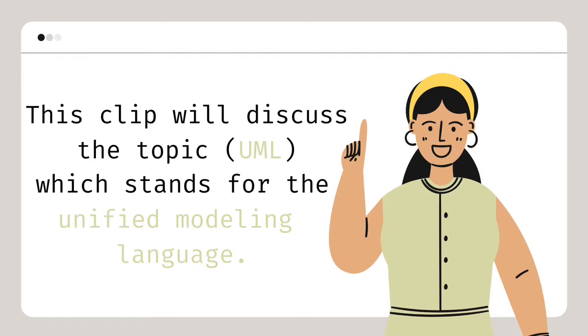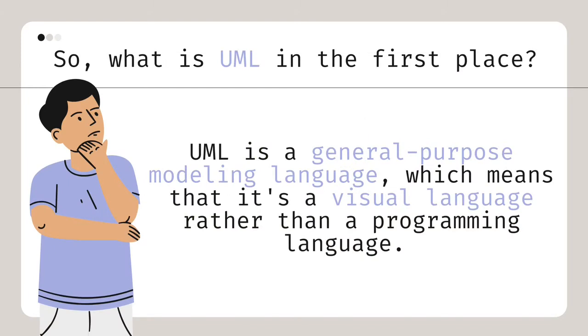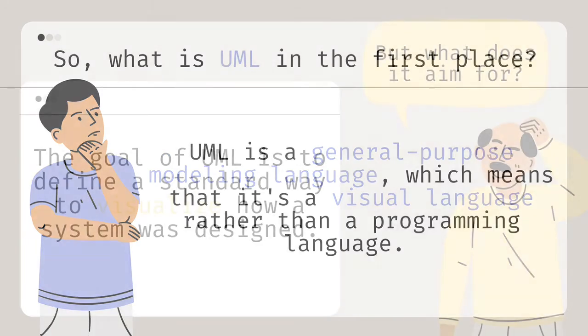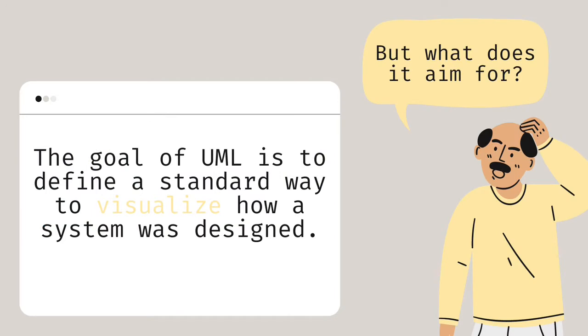This clip will discuss the topic UML, which stands for the Unified Modeling Language. So what is UML in the first place? UML is a general-purpose modeling language, which means that it's a visual language rather than a programming language. But what does it aim for? The goal of UML is to define a standard way to visualize how a system was designed.